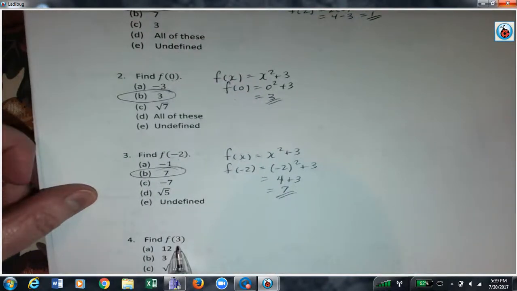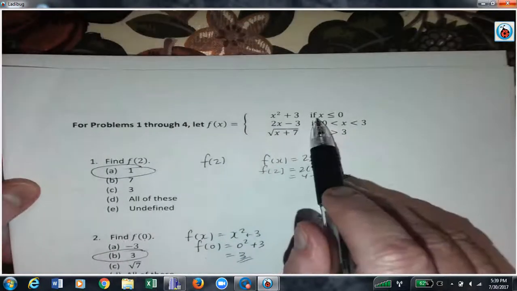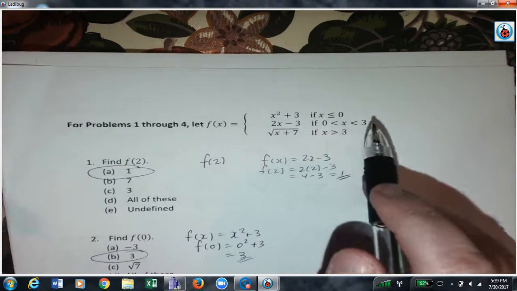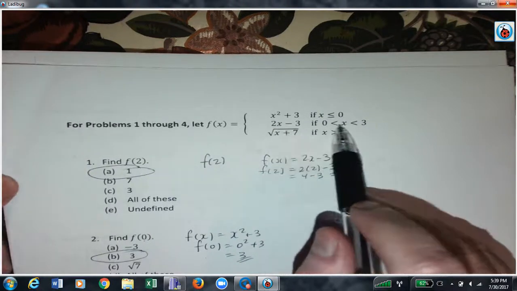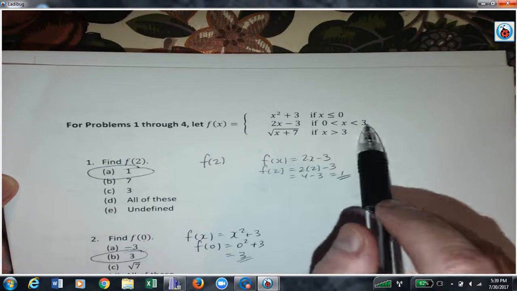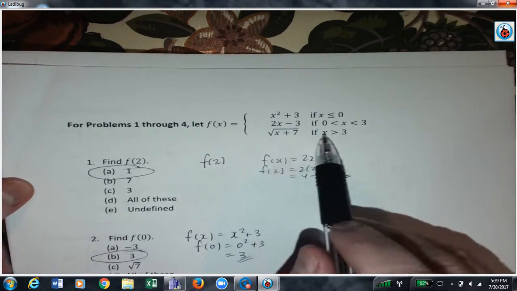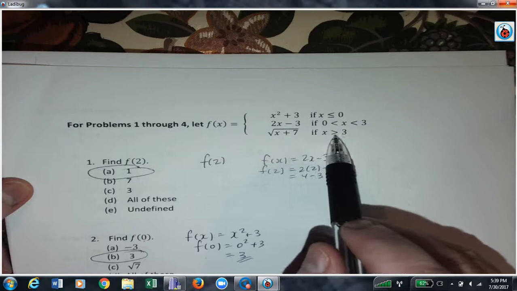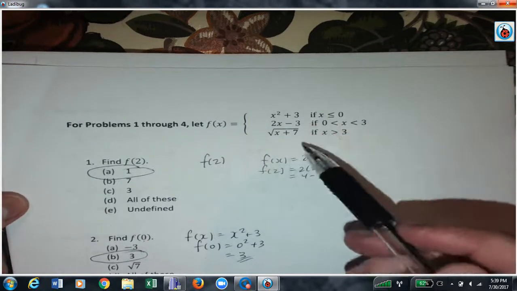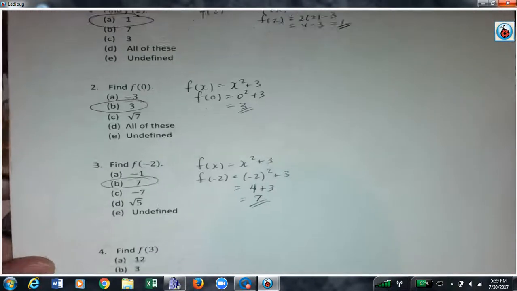And finally, we need to find f evaluated at 3. So x is equal to 3. I'm not in this case. I only use that formula if x is a number less than or equal to 0. In this case, x is 3. I'm not in this case either. I only use this formula if x is a number between 0 and 3, but my x value is equal to 3. And for the same reason, I'm not in this case. I only use this case if x is strictly greater than 3. I need to find x equal to 3, and it doesn't happen here anywhere. And so what we have in number 4 is undefined.